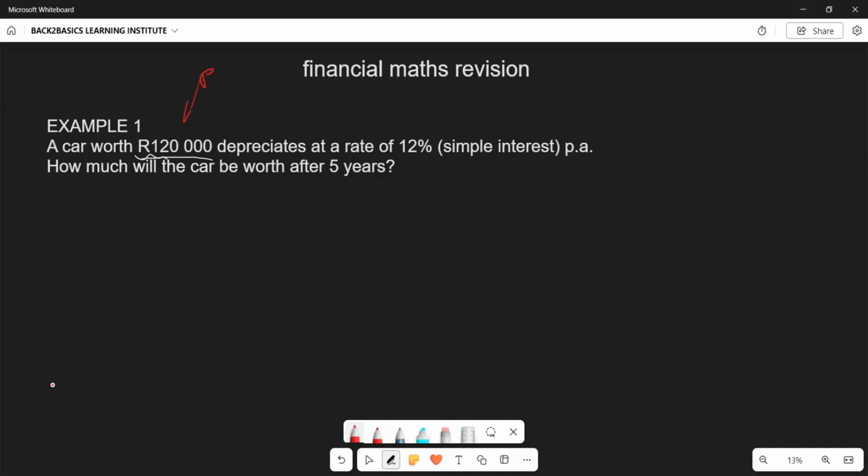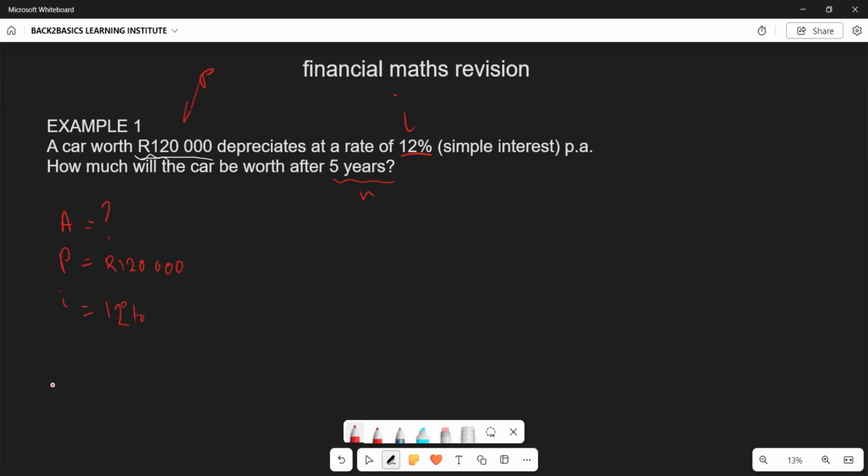Are we okay? And now you have this which represents your interest rate, and this which represents your N, right? Do you have your value of A, the accumulated amount? No, because you don't know how much the car was worth after 5 years. Do you have the P, the principal amount? Yes, which is 120,000. And do we have the interest? Indeed, we have our interest, which is 12%.